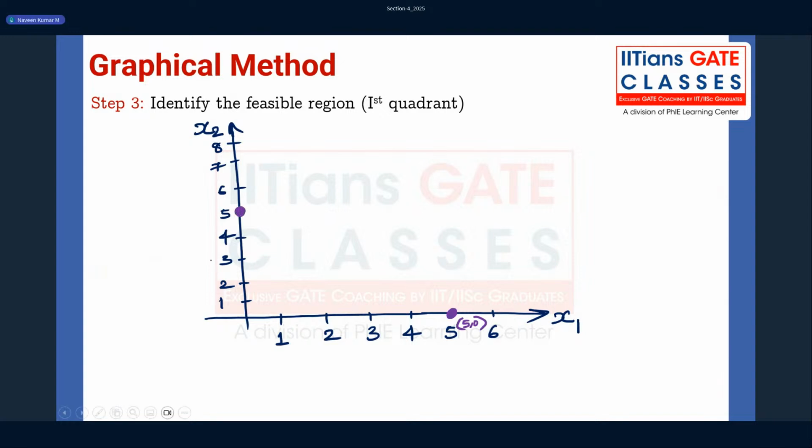Now draw a straight line between them, right? If you draw a straight line between them, you get a line like this. Okay. So this is your straight line.